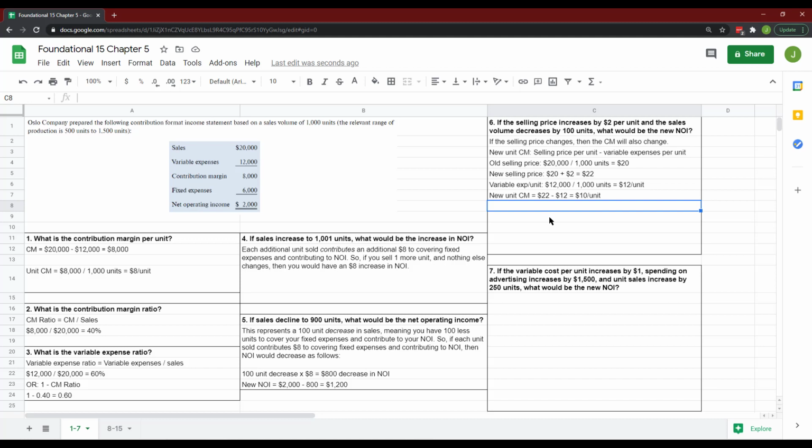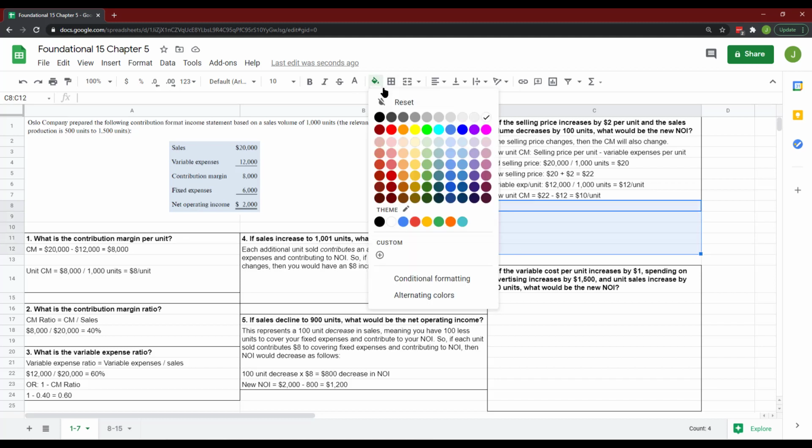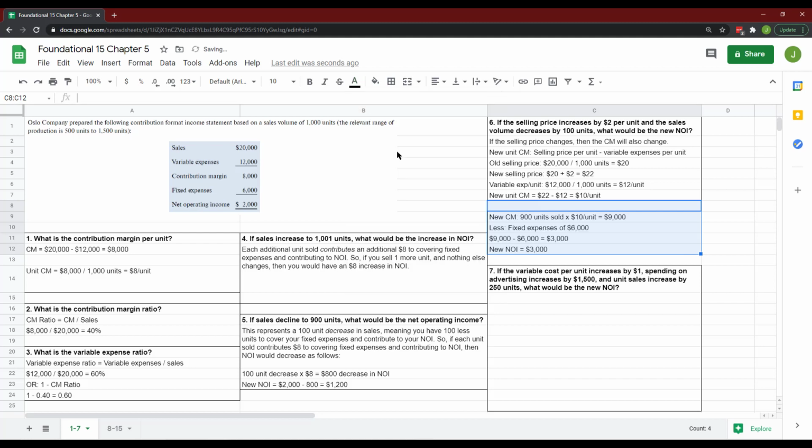So if you're selling 100 units less, we need to figure out what that new contribution margin is to find out what our new net operating income is. Okay, so our new CM, our new contribution margin, would simply be the 900 units sold, right? If we sold 1,000 and we're selling 100 less, that's 900 units sold times the $10 per unit CM. That's a contribution margin in dollars of $9,000. Well, the new CM minus the fixed expenses, those didn't change, minus $6,000, would leave us with a net operating income of $3,000.